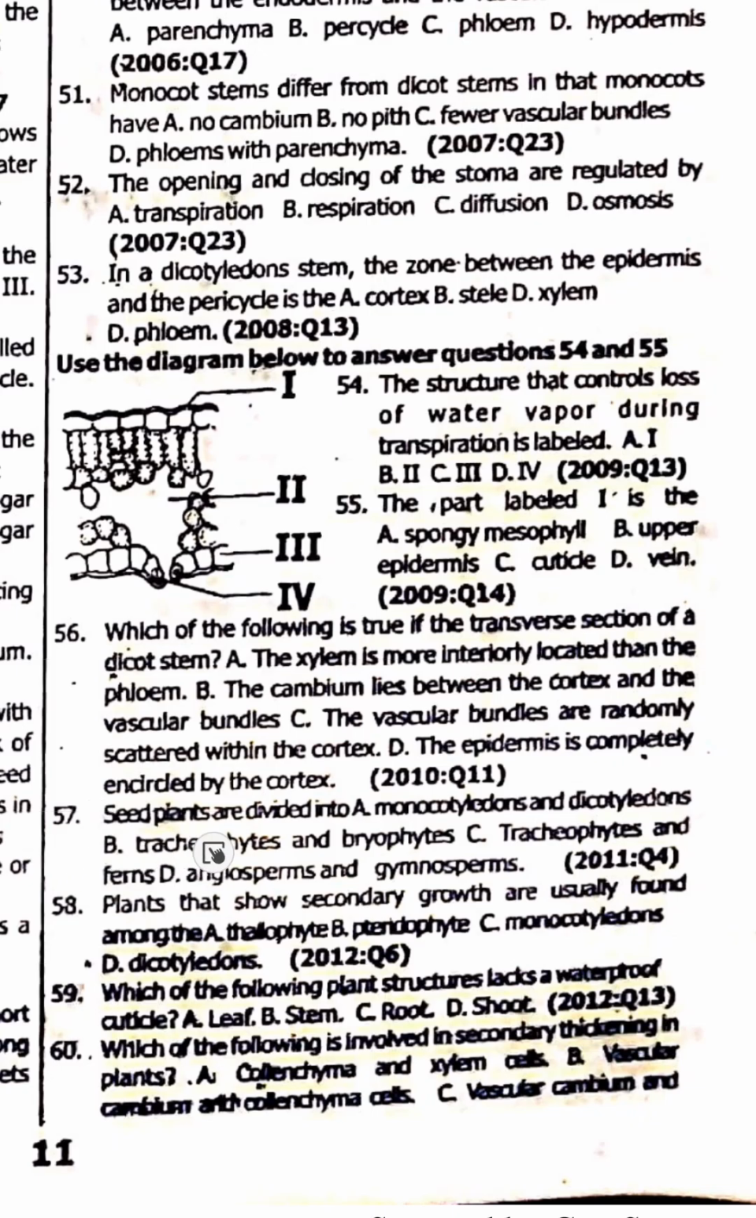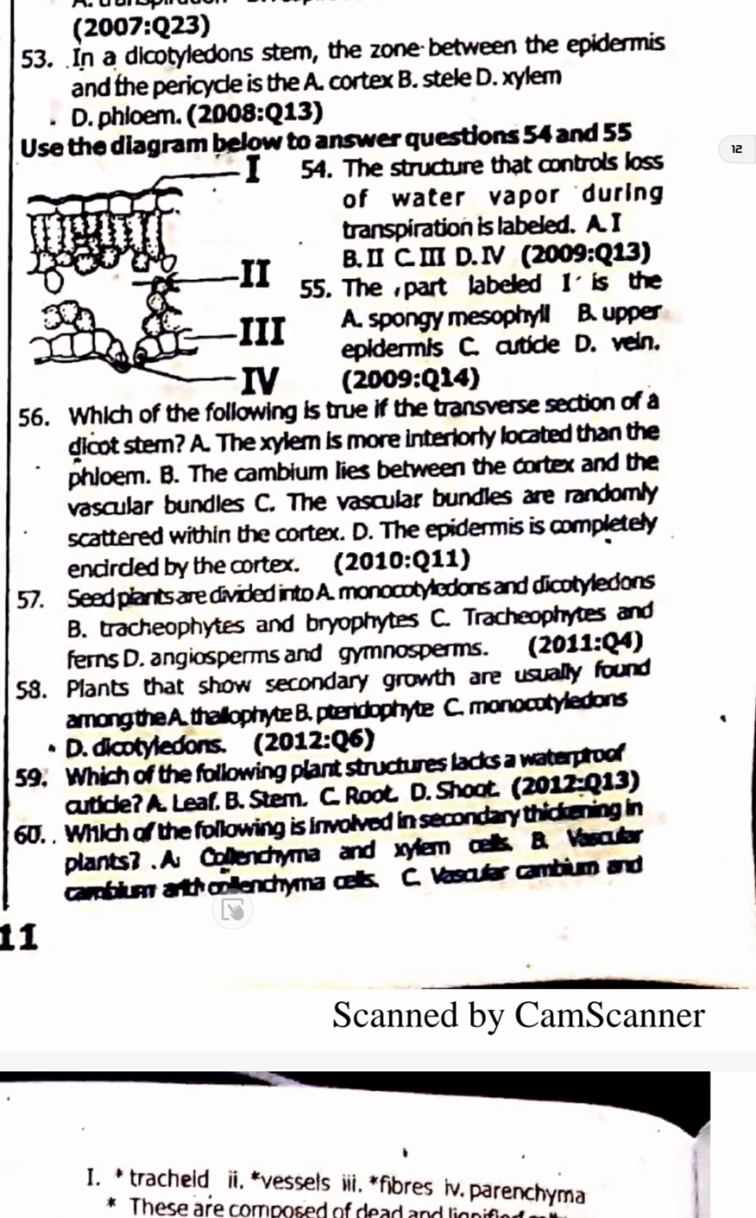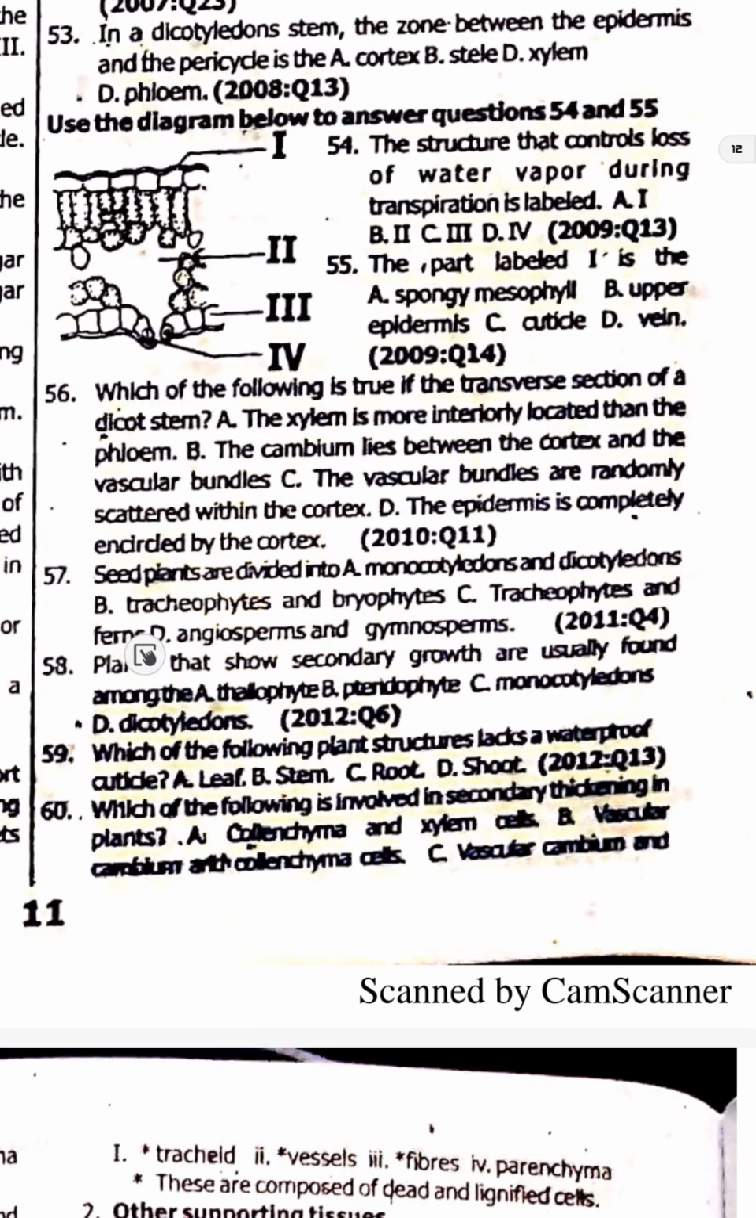57. Seed plants are divided into monocot and dicot. Wait. Seed plants: angiosperm and gymnosperm, option D. 57 is option D, angiosperm and gymnosperm. 58. Plants that show secondary growth are usually found among the dicots. 58 is option D, dicot.